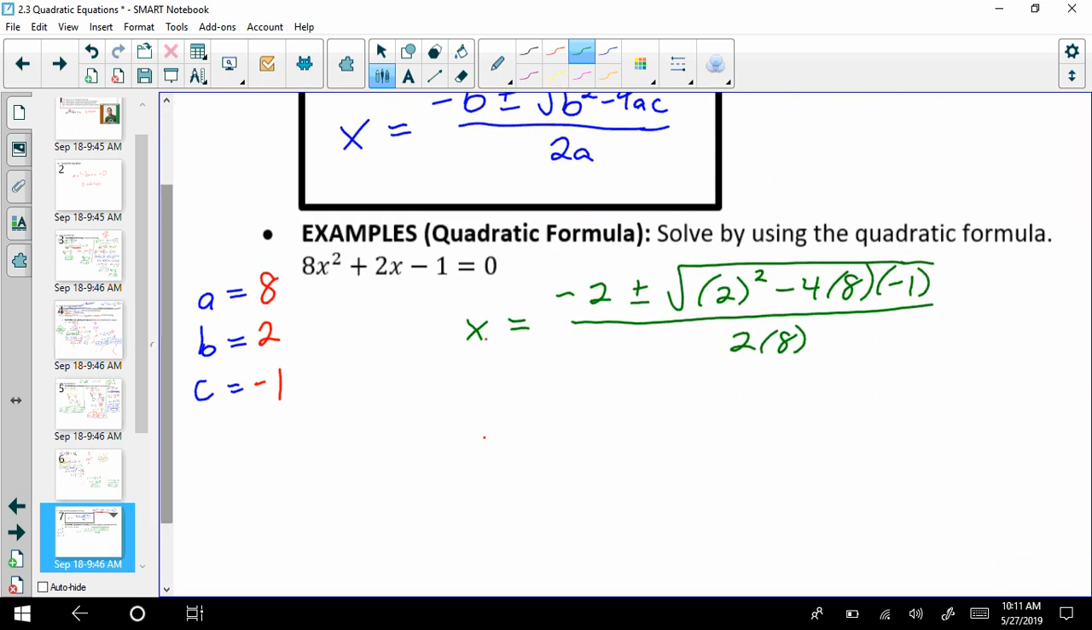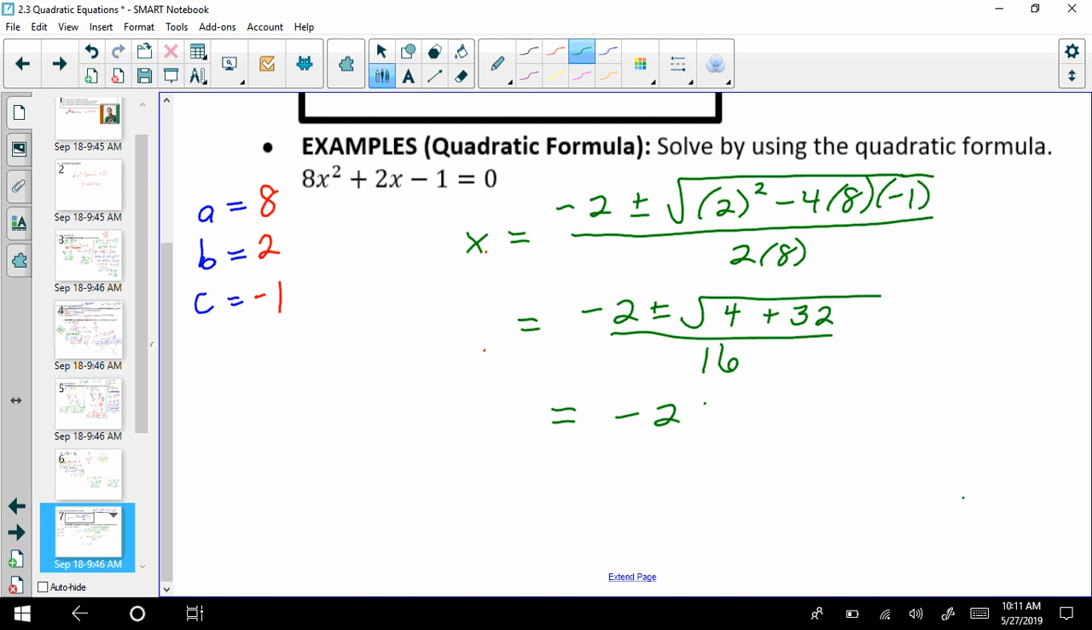Now we're just going to simplify it. So negative 2 plus or minus 2 squared, order of operations, right? We do the exponents first, 4. And back here, let's do all of our multiplying. So negative 4 times 8 is negative 32 times negative 1 is 32. So this really becomes plus 32, all over 16. So then I get negative 2 plus or minus the square root of 36 over 16.